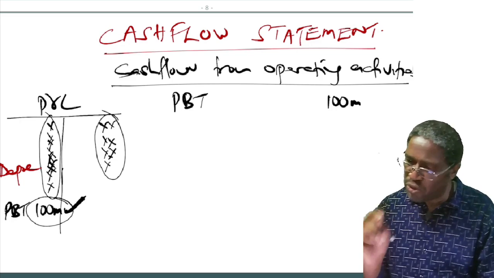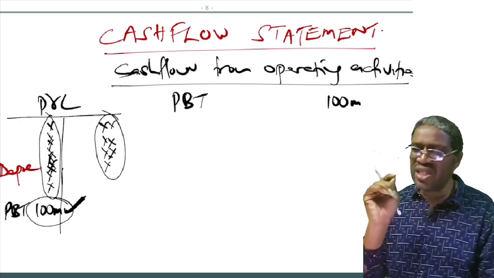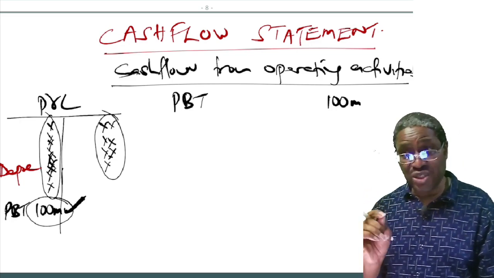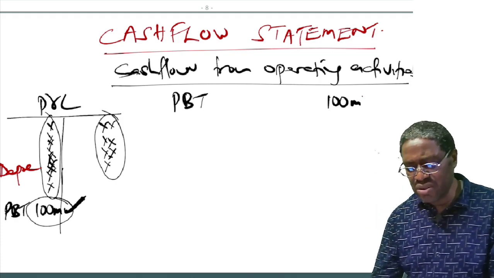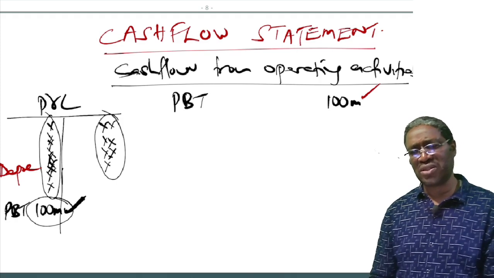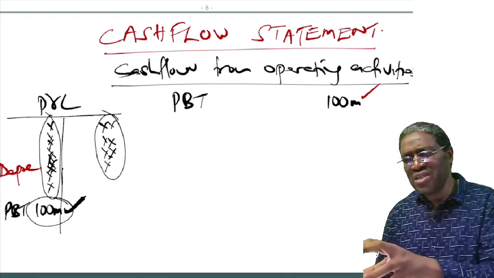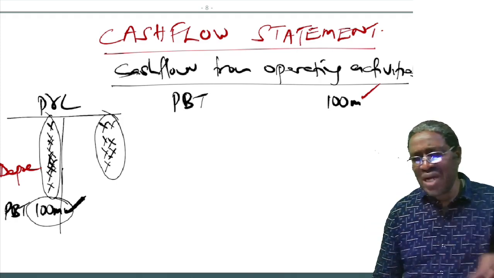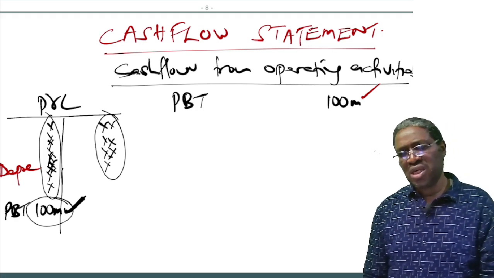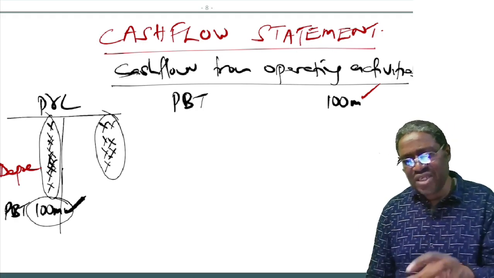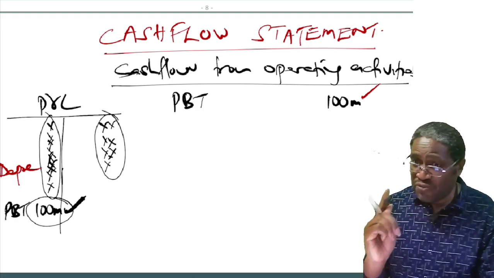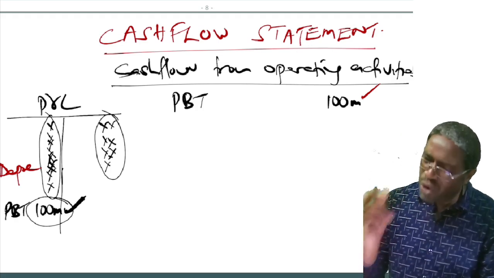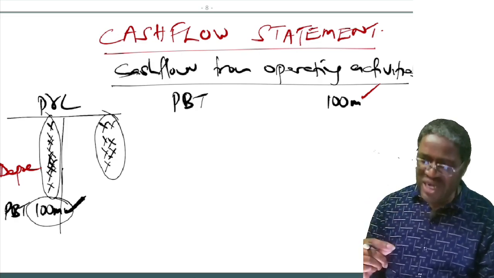What would be the true profit if everything in the P&L account was by cash? So we say, this 100 million, which is the profit before tax, what would it have been if depreciation was not among the P&L items? If depreciation was not among the P&L items, what would have been the true profit? Would it be more or less than 100 million?